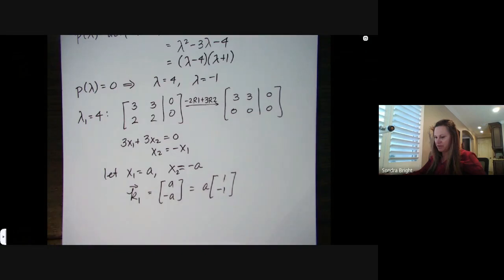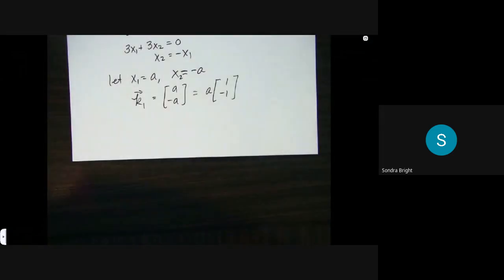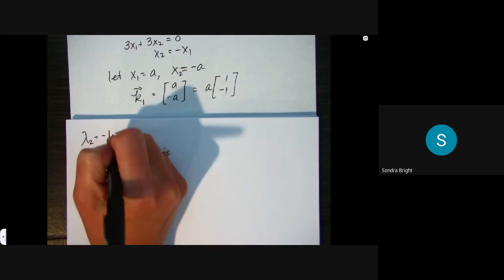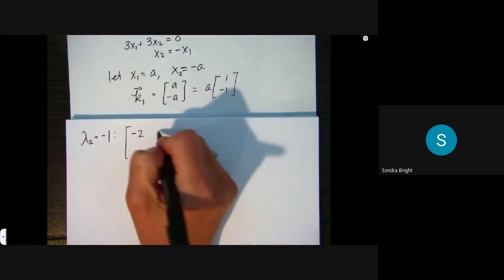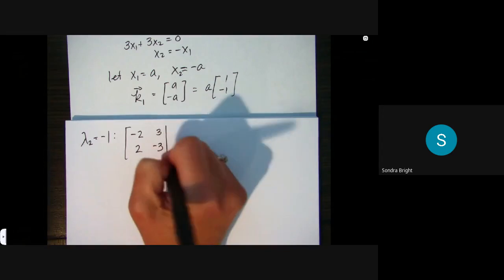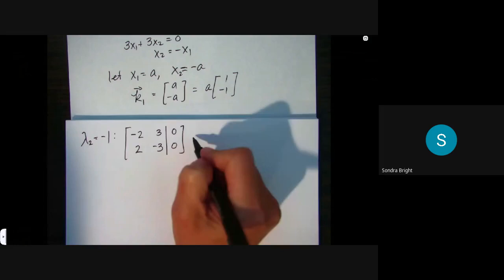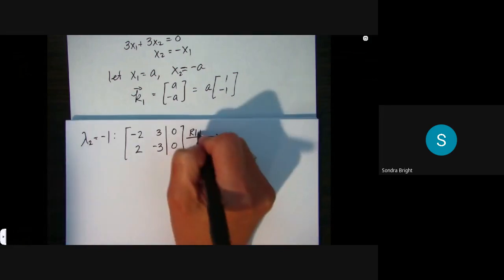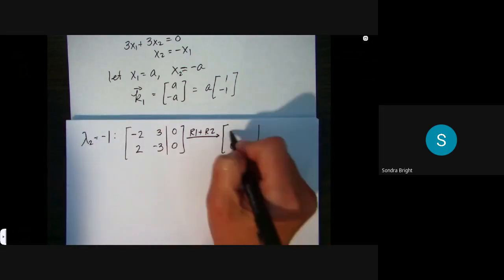Now we're going to do the same thing for the second eigenvalue of negative 1. I'm going to plug it in. Negative 1 minus 1 gives me negative 2. This is a 3, that's a 2, and negative 1 minus 2 gives me negative 3. It looks like I can just add row 1 to row 2, and that gives me a 0, a 0, and a 0. And this first row is still a negative 2 and a 3.